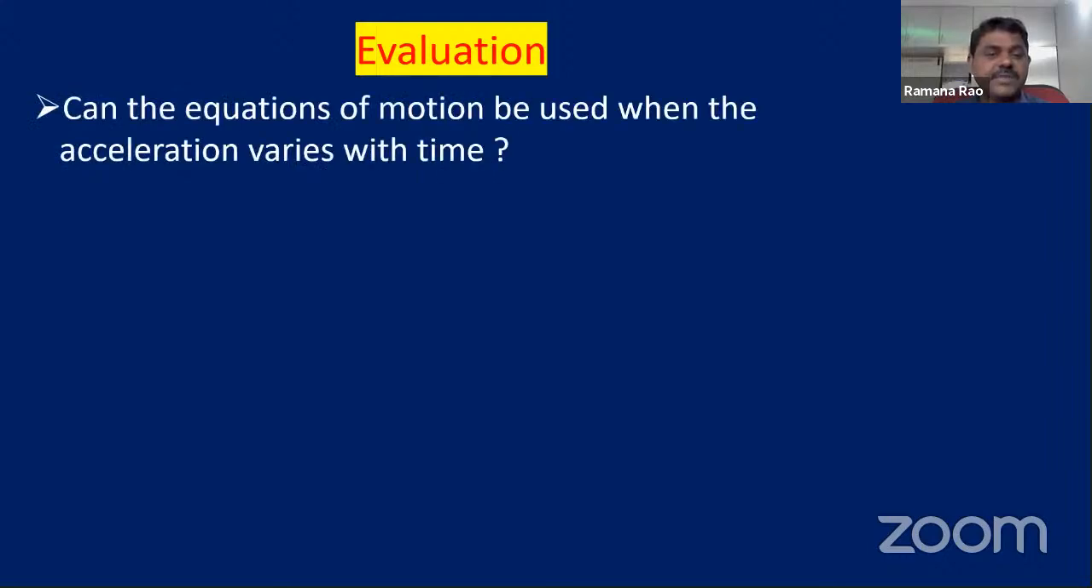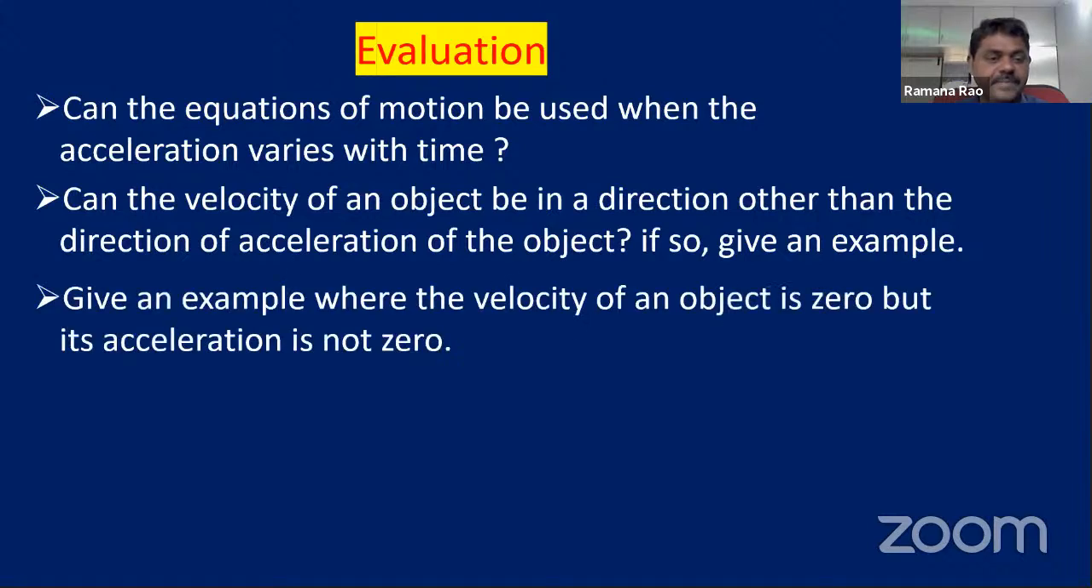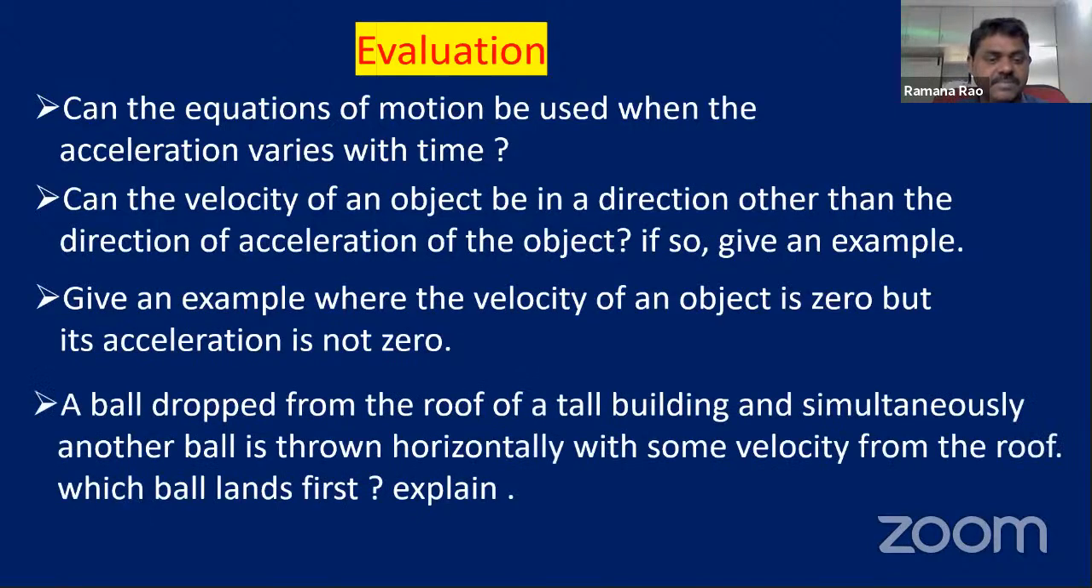Can the equations of motion be used when the acceleration varies with time? If acceleration varies, can we apply the equations of motion? That is the question. Can the velocity of an object be in a direction other than the direction of acceleration of the object? If so, give an example. Give an example where the velocity of an object is 0, but its acceleration is not 0.